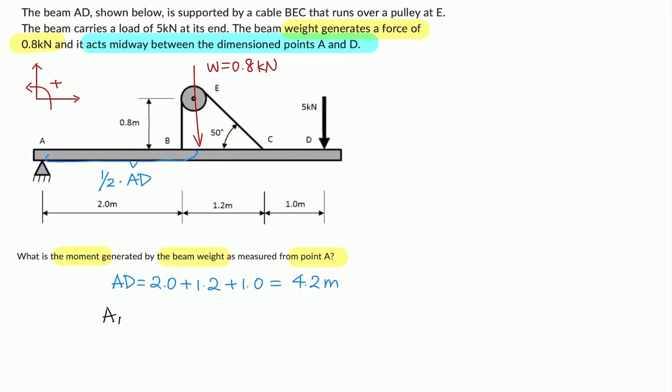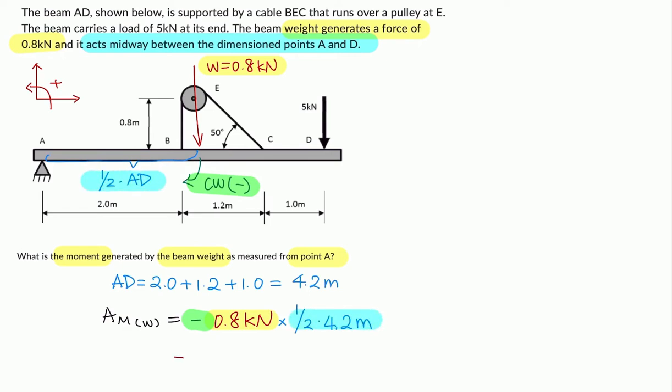Then we can write AM stand for the moment about A and W stand for the weight. Since the weight is acting downward, it creates a clockwise moment about point A, and this will be a negative moment. We can write it as negative 0.8 kilonewtons times the distance, 1/2 of AD, which will be 4.2 meters here. And this will equal negative 1.68 kilonewton meters here.